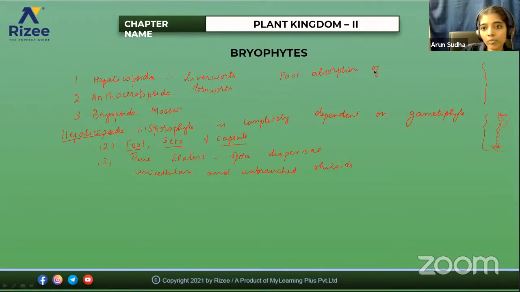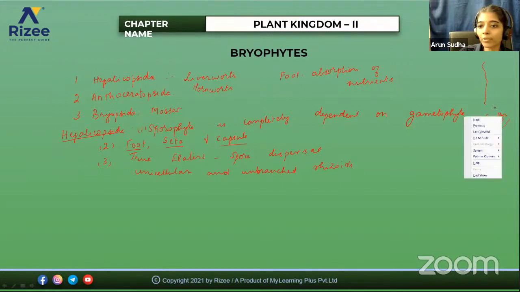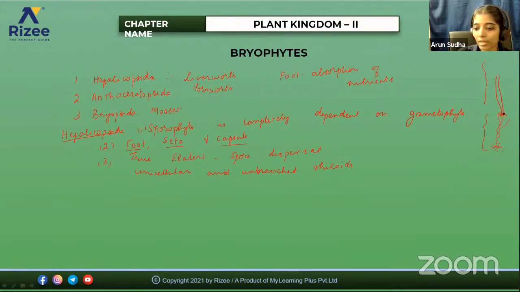Absorption of nutrients from the gametophyte. So here, this is the gametophytic leaf-like structure which is responsible for carrying out the photosynthesis. So they prepare the food, and this food, it absorbs the nutrients here, and from the food it is transferred through the seta. This is the tubular structure which helps in the transport of nutrients, and here comes the capsule.